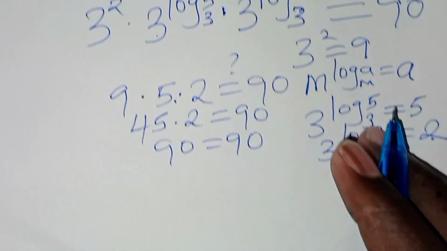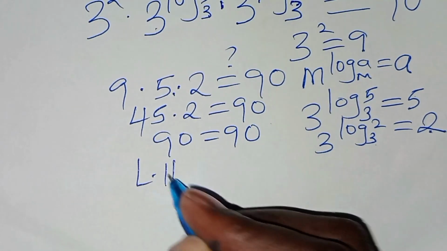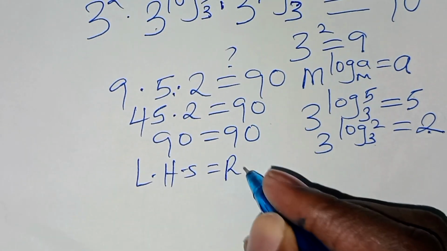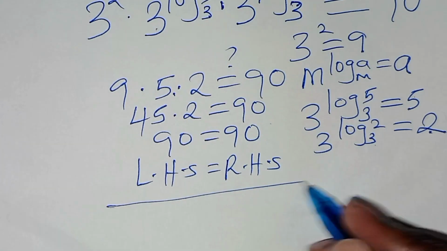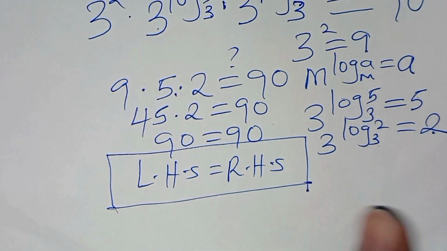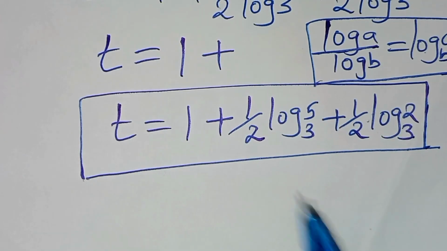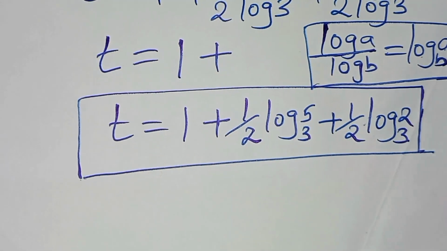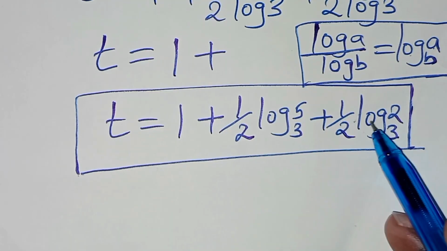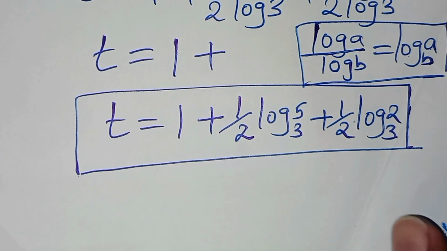And that implies that the left-hand side is equal to the right-hand side. And that implies that the value of t, which is 1 plus a half log 5 to base 3 plus a half log 2 to base 3, actually satisfies the equation.